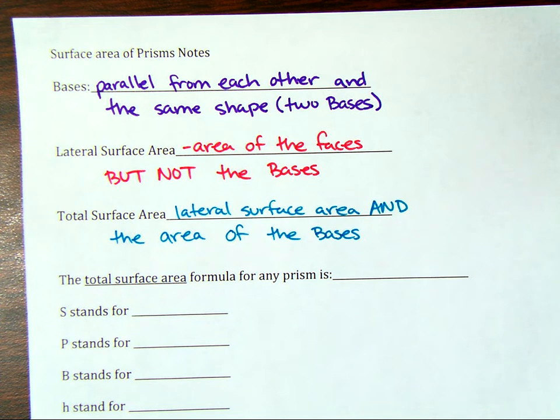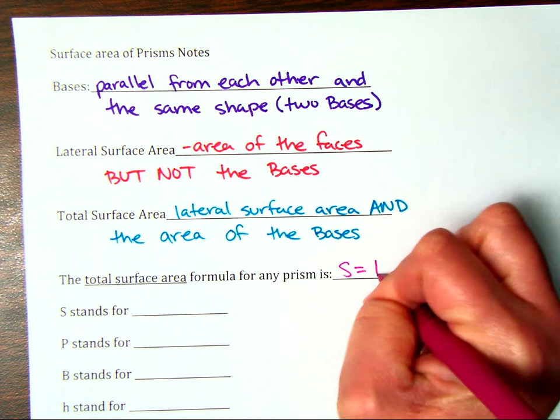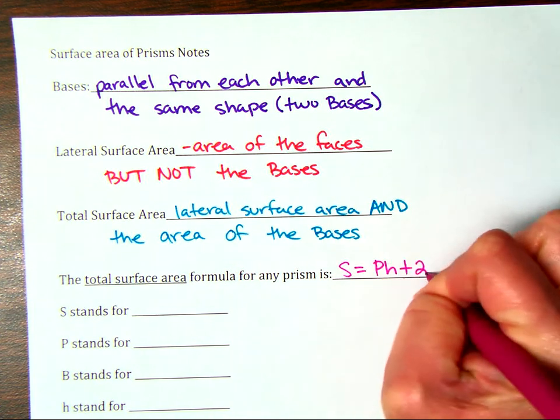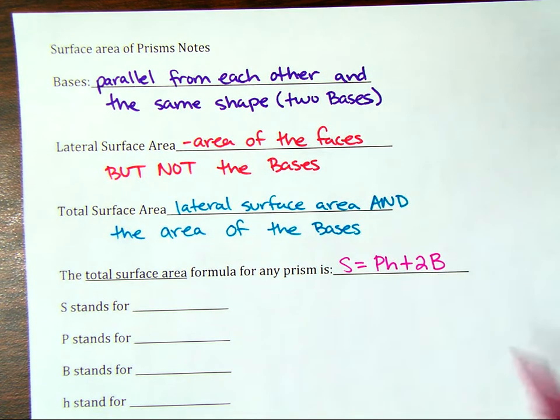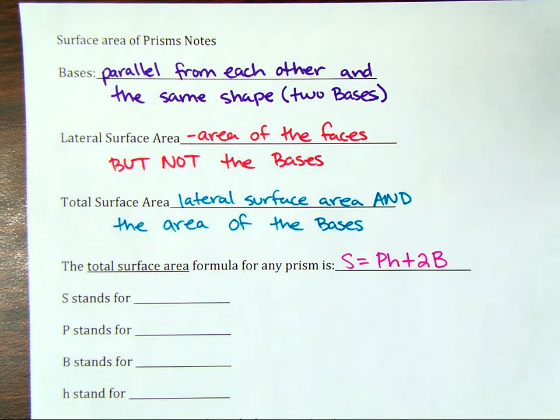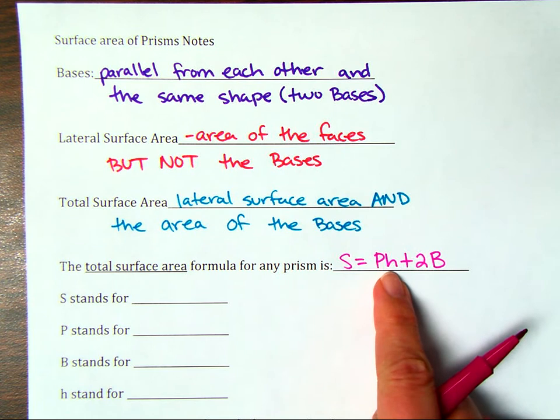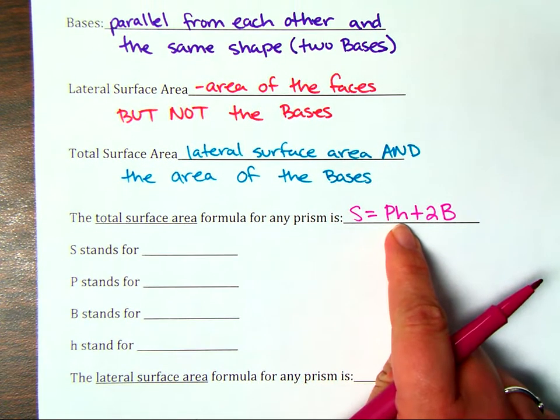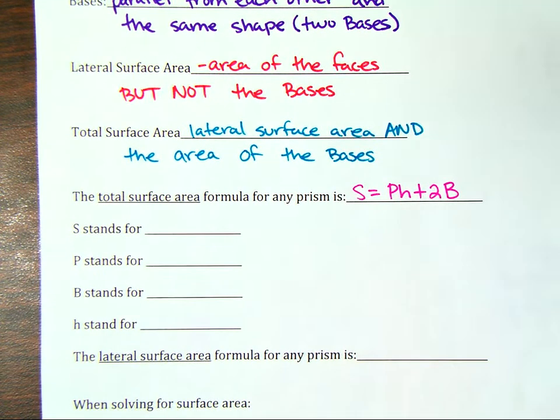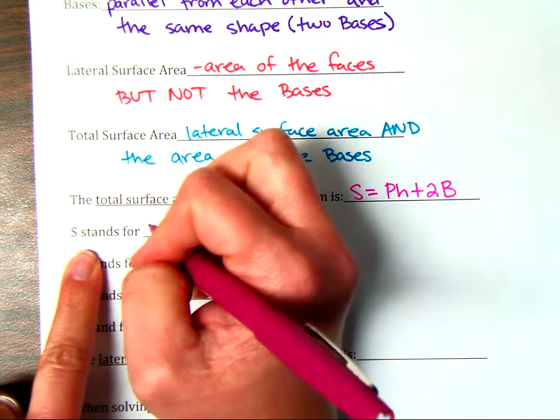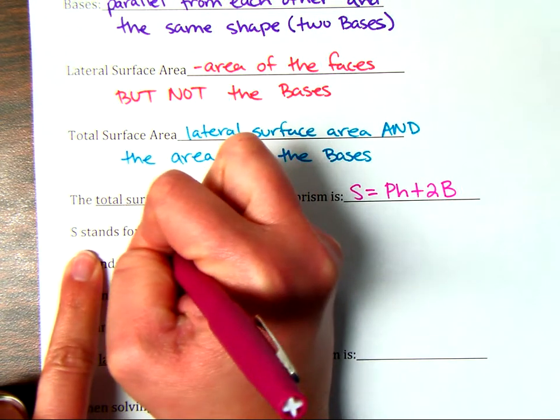So let me show you what we're going to see on our math chart that we're going to be able to use as the formula. In order to find the total surface area for any prism, this is the formula we're going to use: S equals PH plus 2B, and that's a capital B. We're going to talk about the elements of each of that. You don't have to memorize this formula. This formula is actually going to be on your math chart that you're going to be able to use on your test. What the S stands for is surface area.